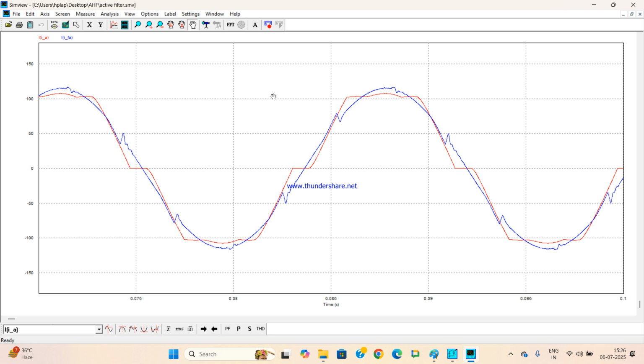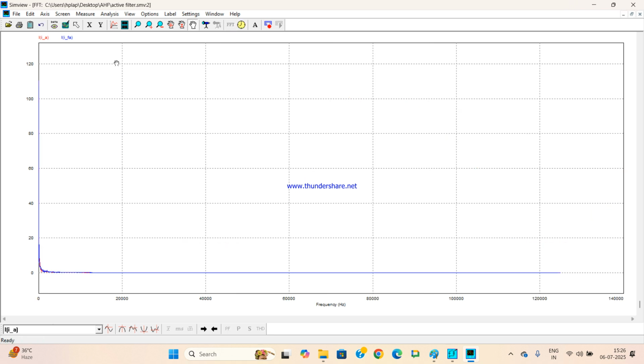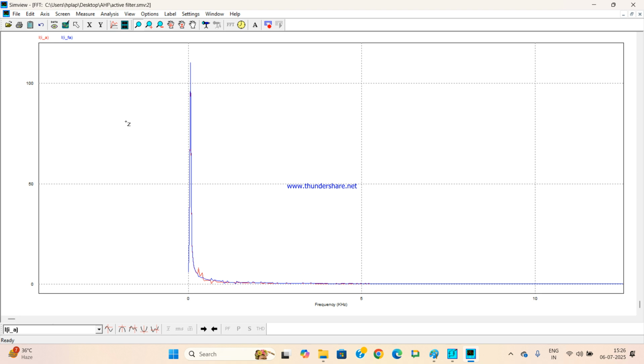Now if you take the FFT also, you will understand. The fundamental will be at 50, but in the red color there are a lot of other distortions, which are comparatively negligible in the blue color lines. So this is basically all about your active harmonic filter concept. It's very short, but it's a very big, vast subject.